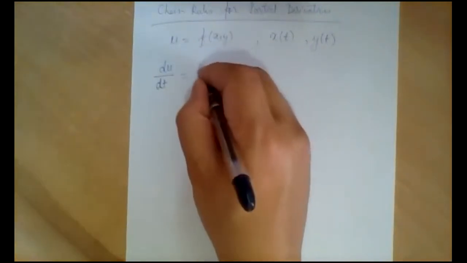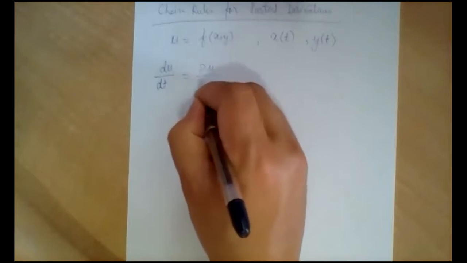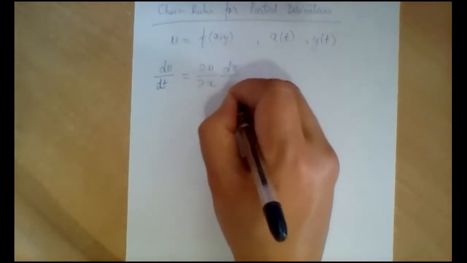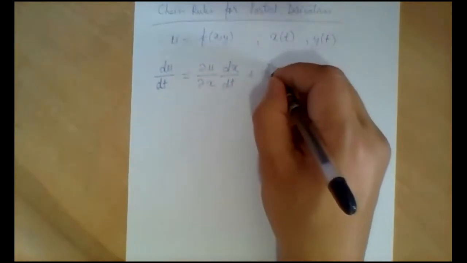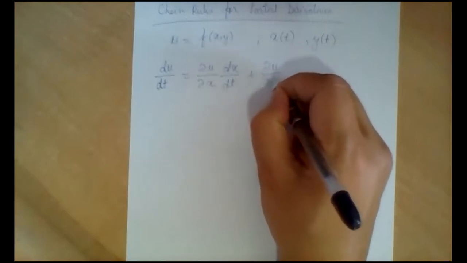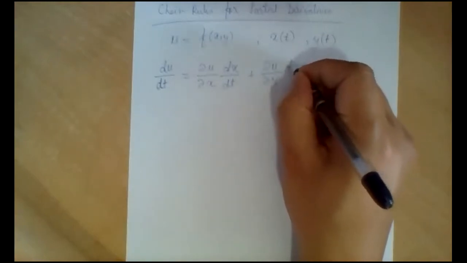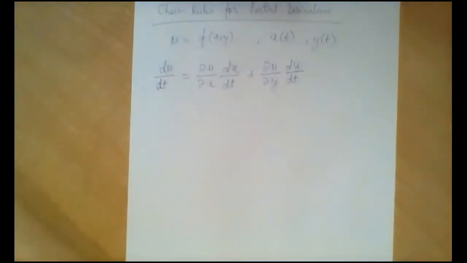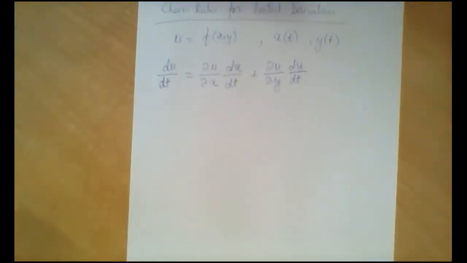By the chain rule, this is nothing but the partial derivative of u with respect to x multiplied by the derivative of x with respect to t, plus the partial derivative of u with respect to y multiplied by the derivative of y with respect to t. This is the chain rule for partial derivatives.